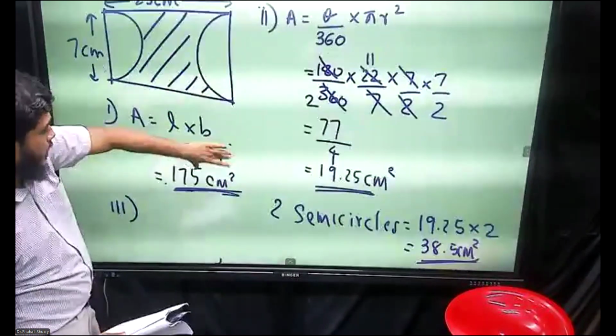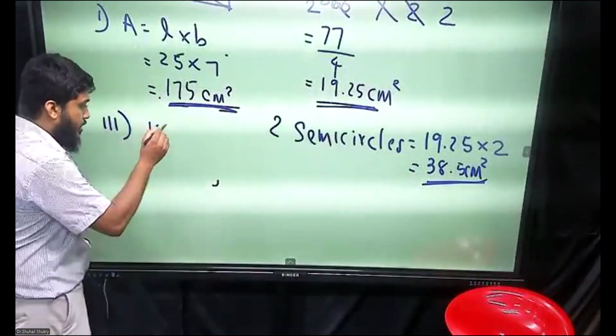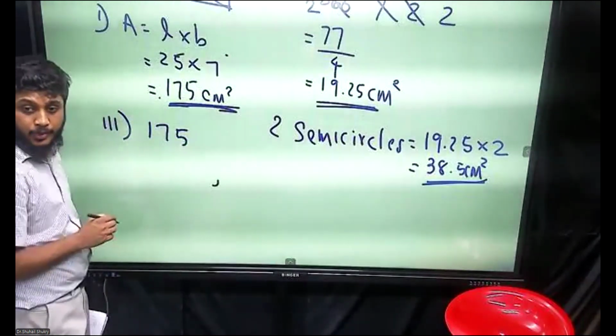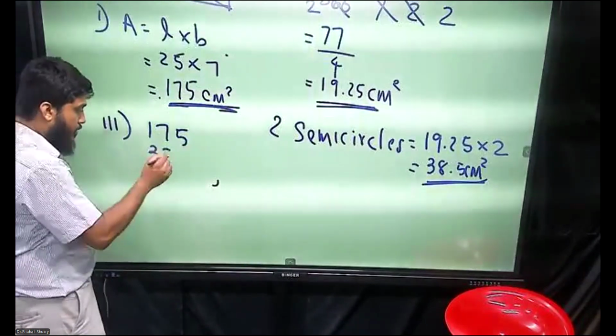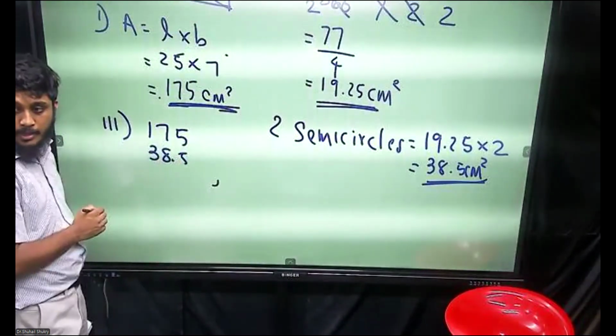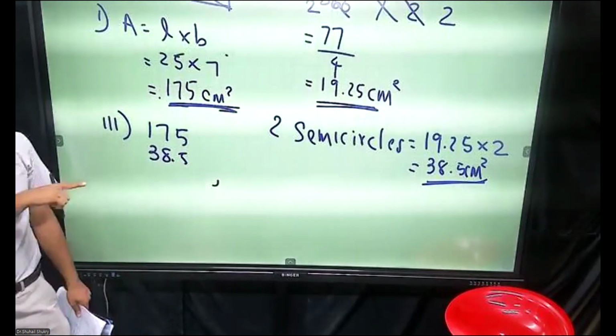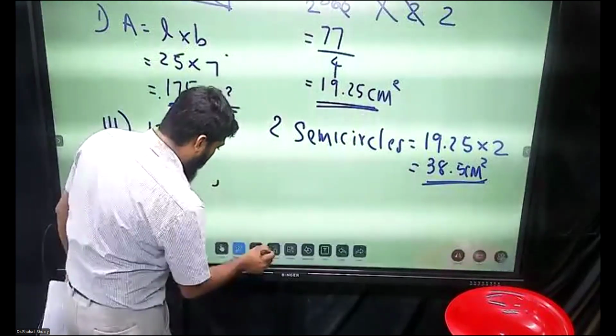So what is the area of the rectangle? 175. What is both the areas of the semicircle? 38.5. So how should you write 38.5? Is it like this? Should you write like this? Correct? Wrong. Then how should I write that?